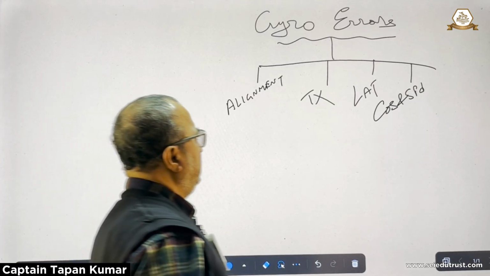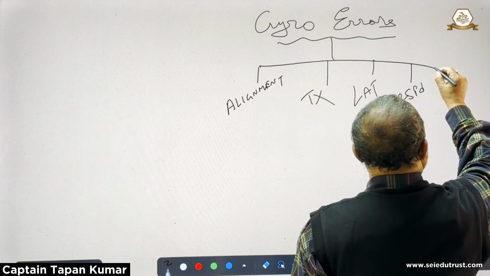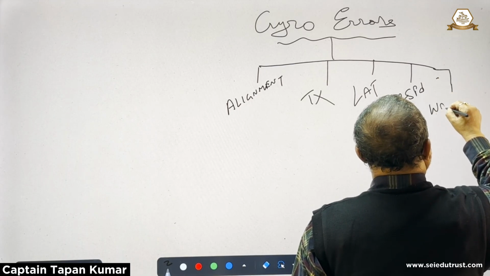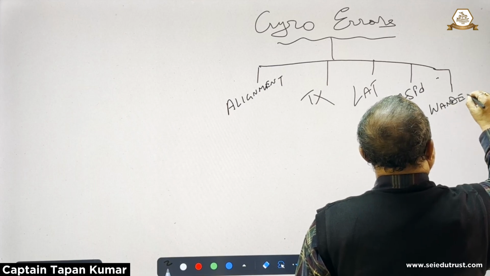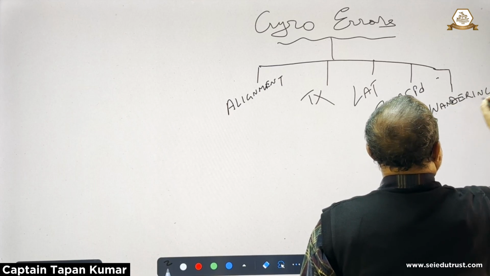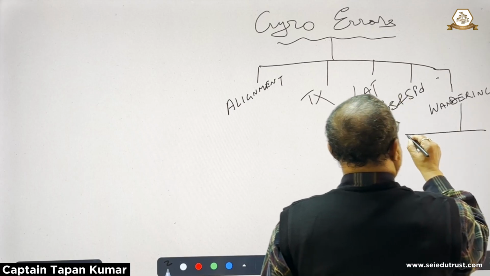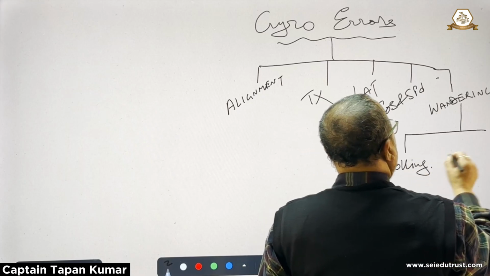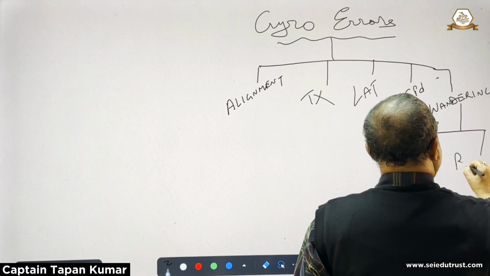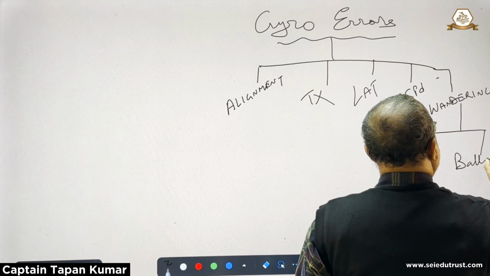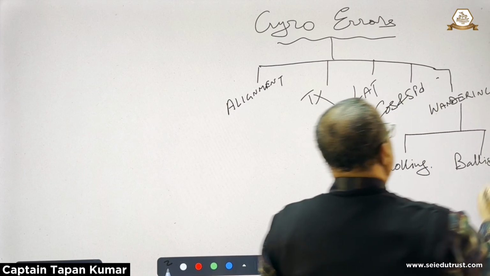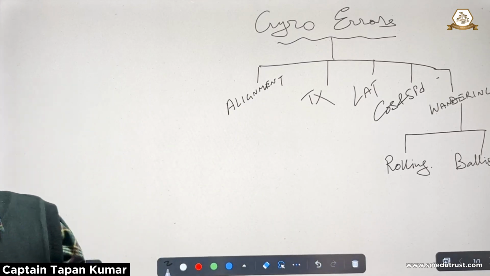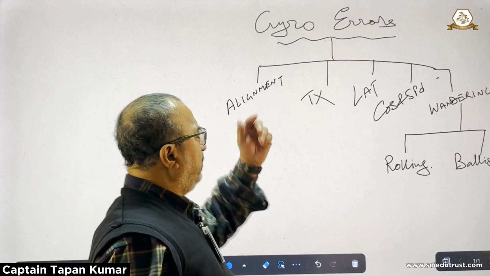Course and speed. And then you have that is wandering error. Under wandering error, you have rolling, and then you have ballistic. So these are the errors which we are going to discuss. Now, first we talk about the alignment error.